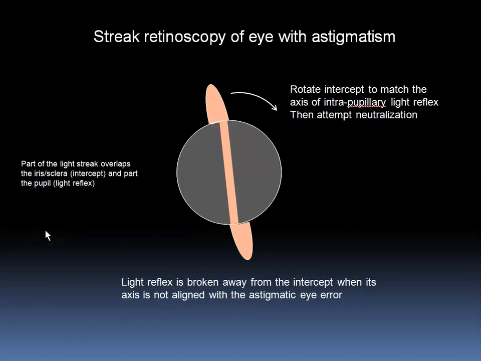If the eye has astigmatism and the light reflex is not in line with the astigmatic error, then the light reflex appears to be broken away from the orientation of the intercept on either side. One would then rotate the intercept to match the axis of the intrapupillary light reflex and then add lenses to attempt neutralization. This can be done in the first axis and then in the other axis at 90 degrees away, and 2 different numbers will be obtained in each axis.